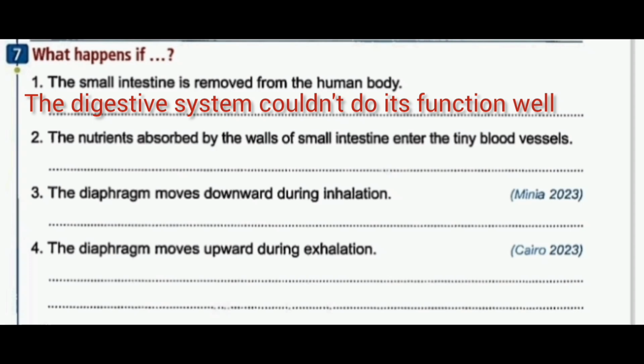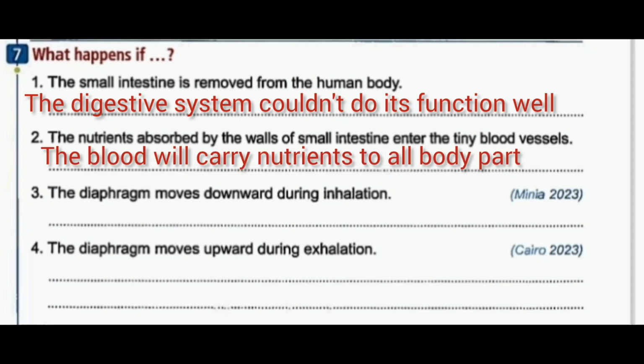The blood will carry these nutrients to all body parts.